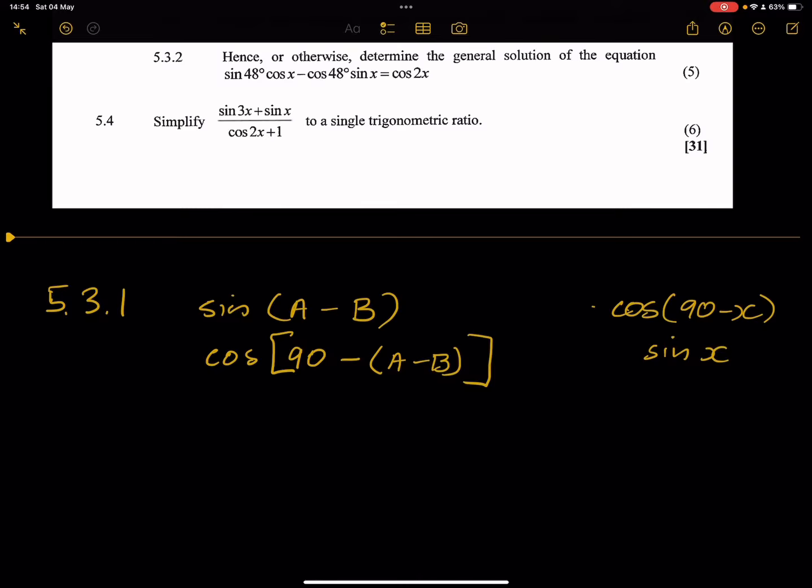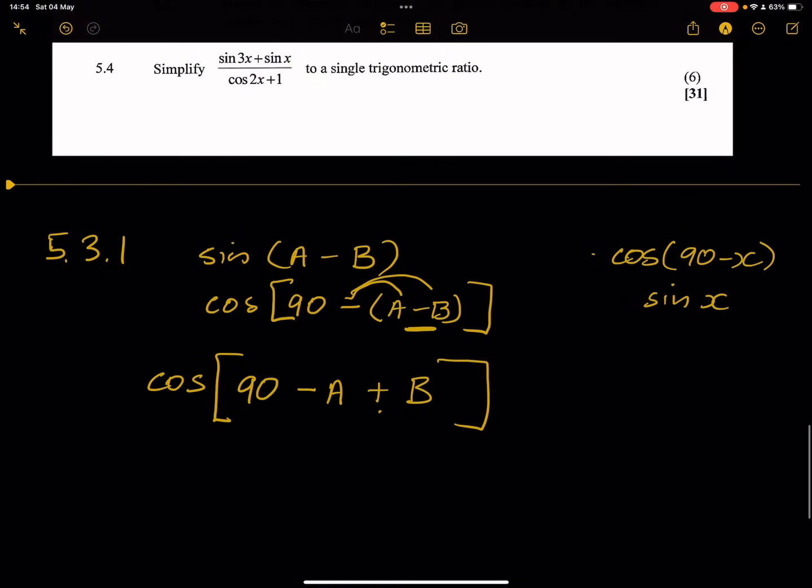Right, now remember, I'm trying to write it as cos of something minus something else. But I want to separate the a and the b. So I'm going to say this is 90 minus a plus b. Okay, the negative inside the bracket. So negative times a positive becomes a negative. Negative times negative becomes a positive over there. Now, remember, I still need to write it as cos of something minus something else. So how do I change this?